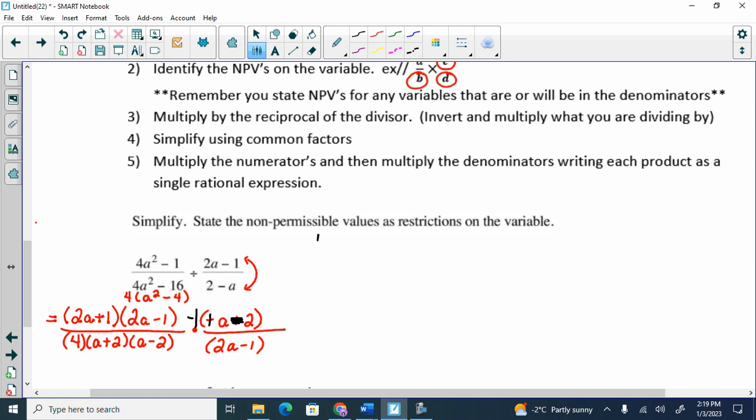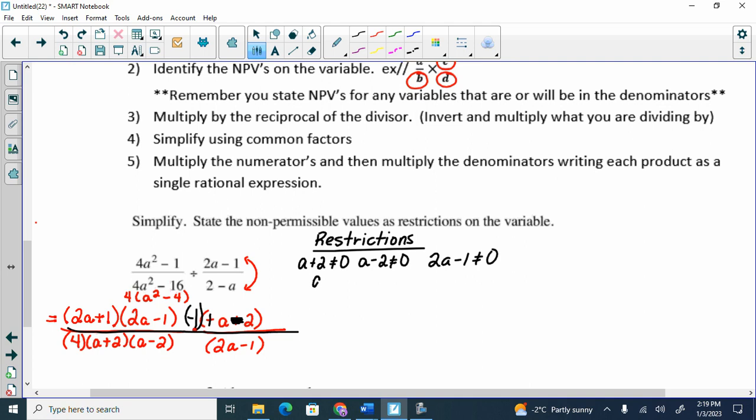Before I cancel, I have to state non-permissible values of everything but the top left, because this was division. So my restrictions come from both denominators and the right numerator. So 4 can't give me an MPV, a plus 2 can't equal 0, a minus 2 can't equal 0, negative 1 isn't an issue. A minus 2 I already have up here, and then 2a minus 1.